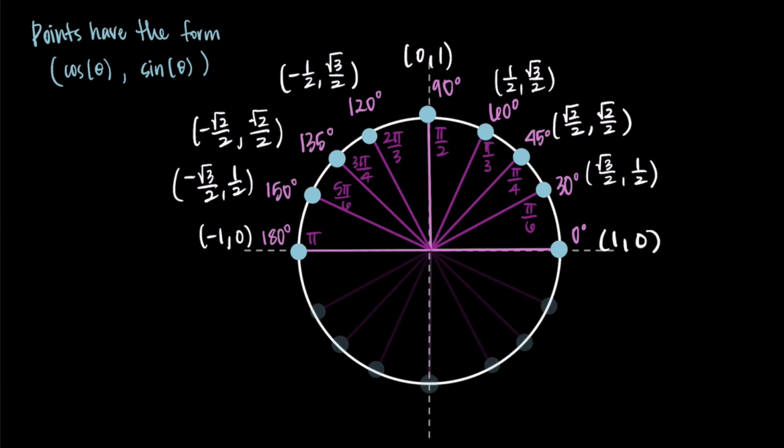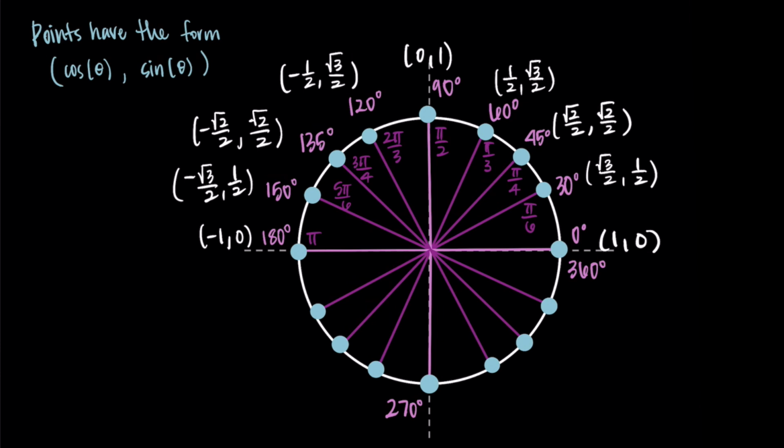Okay, let's fill in the other quadrants. 270 degrees is going to be across from 90 degrees. I've just added 90 to 180 degrees. And I know that a full revolution is 360 degrees. I'm going to do my pattern of adding 30, 15, 15, 30, 30, 15, 15, 30. So I'm getting 210 degrees, 225 degrees, 240 degrees, 270 degrees, 300 degrees, 315 degrees, 330 degrees, and 360 degrees.